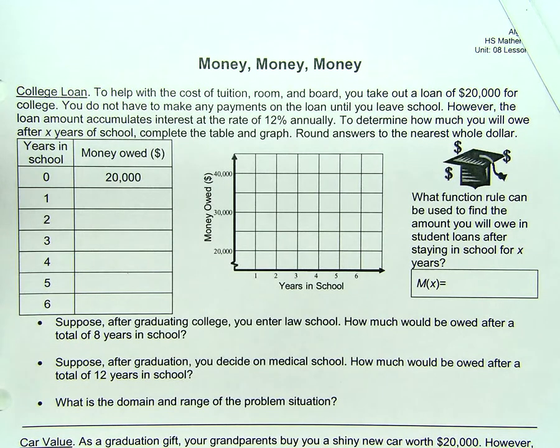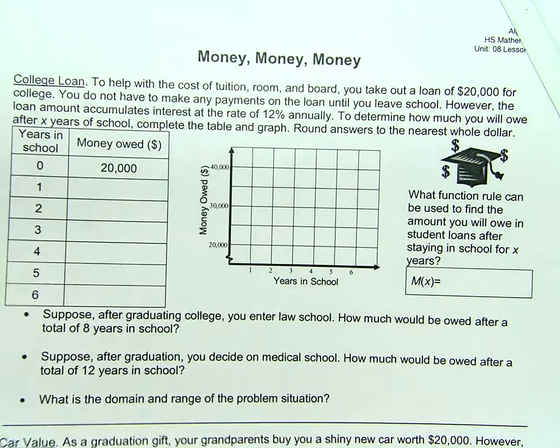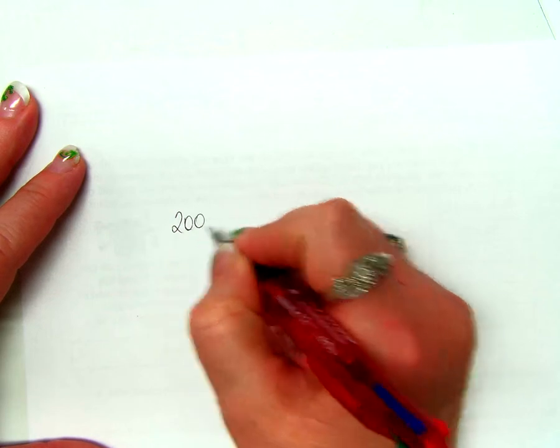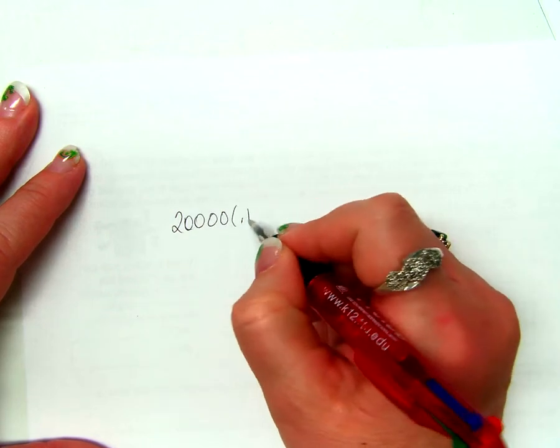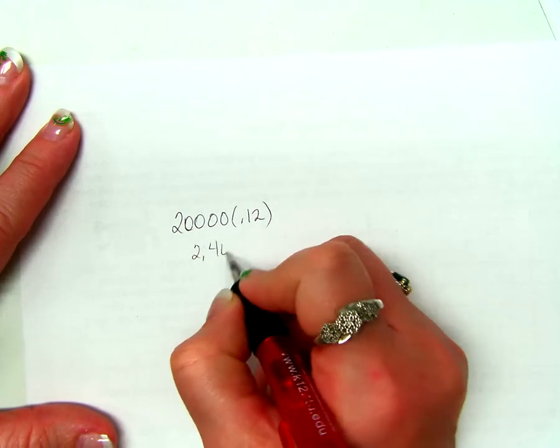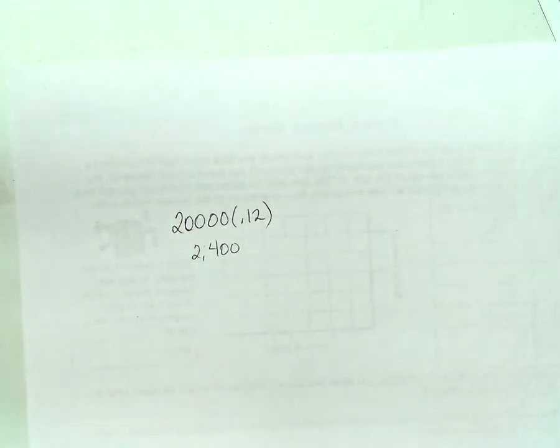All right, so if I start at 20,000, how much am I going to owe after the first year? How would I figure that out? I'm going to multiply 20,000 by 0.12. Okay, I'm going to write my work on the back for just a second. 20,000 times 0.12. What does that give me? What is it? 2,400?